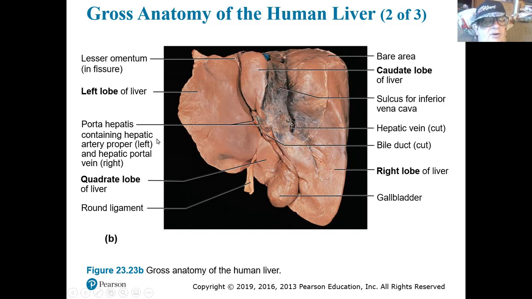The hepatic artery and hepatic portal vein are right here. So I was wrong to say hepatic vein. Everything I was describing on bringing in the nutrient-rich blood from the GI tract, that's hepatic portal vein. All right, so moving on.